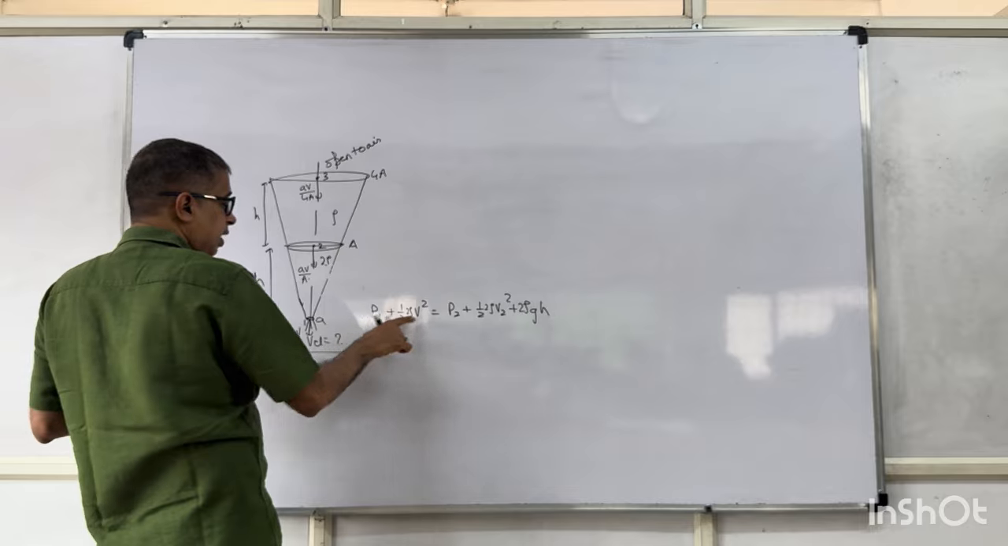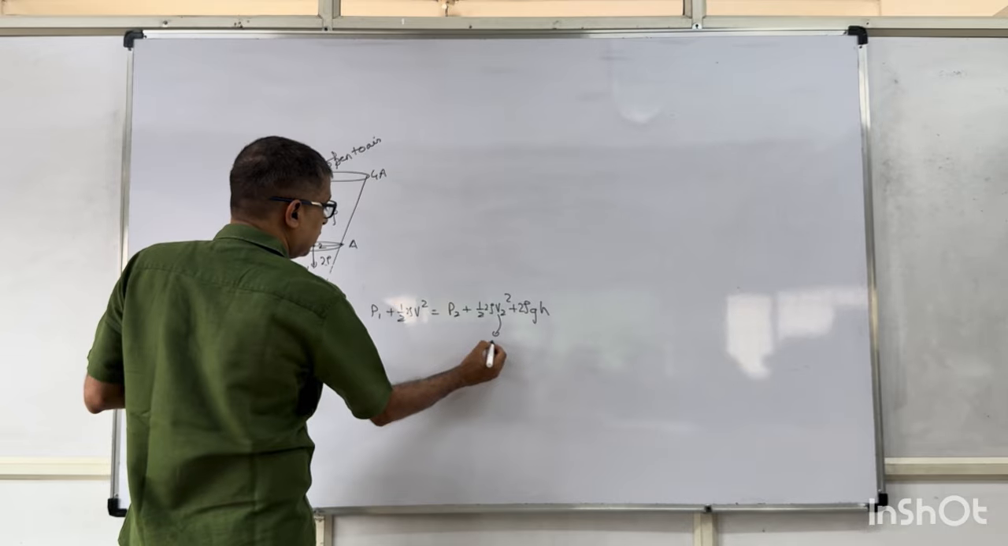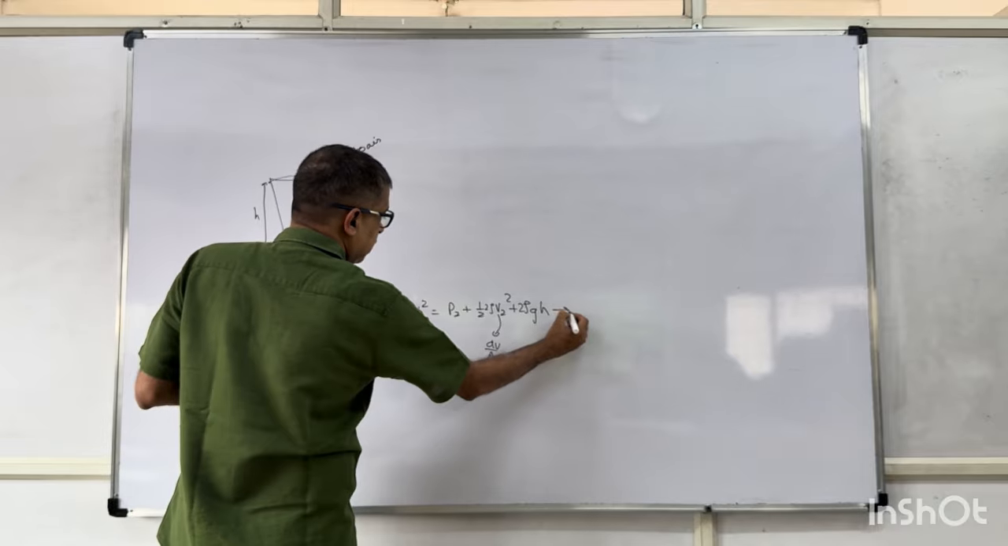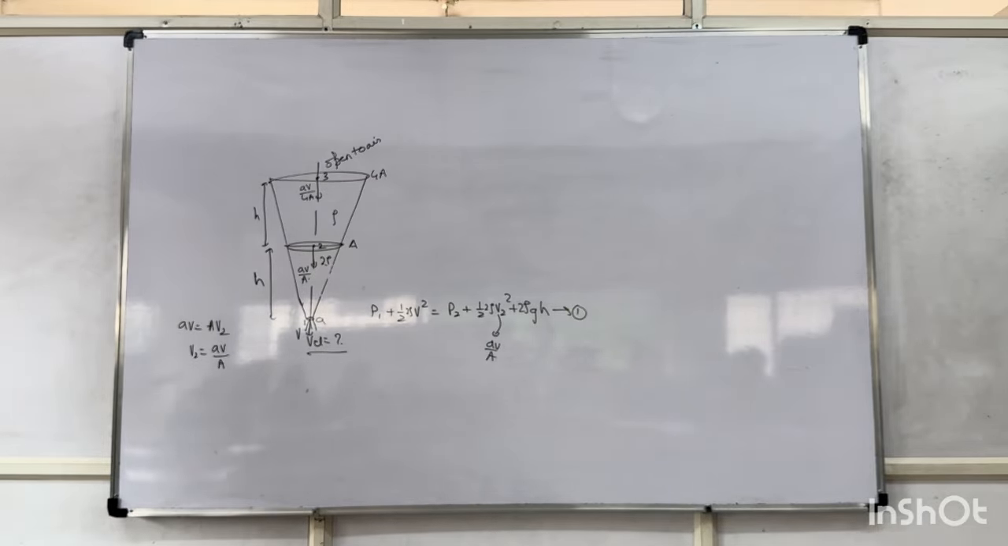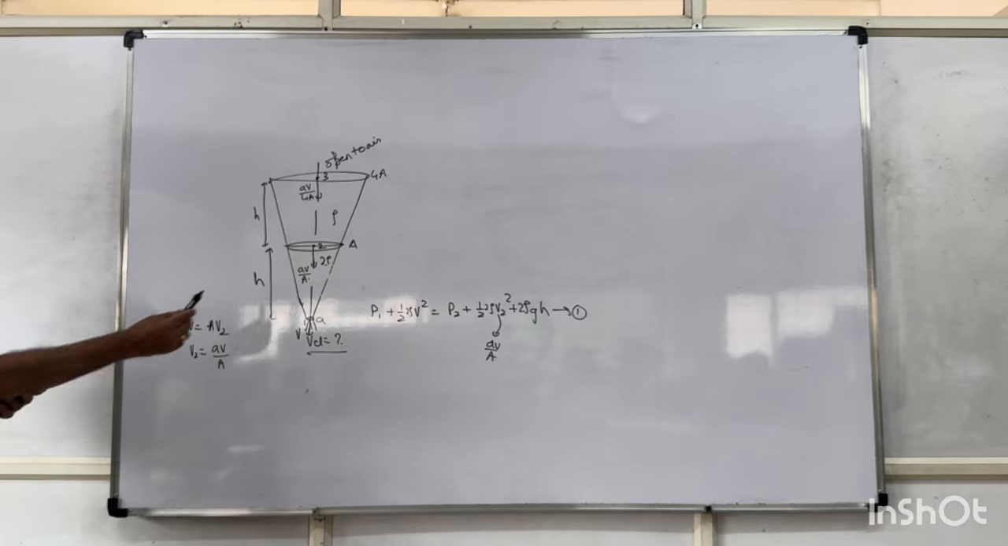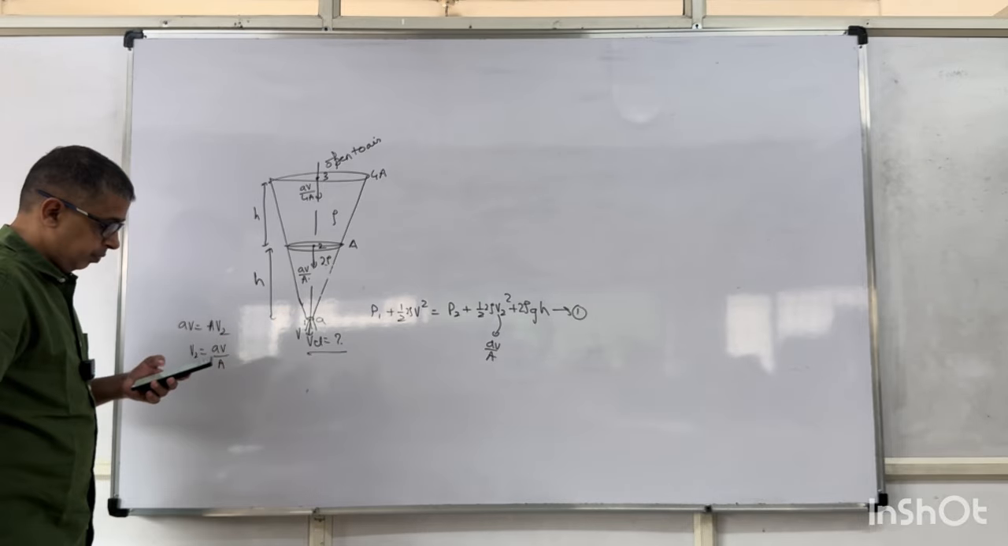Pressure at 1 plus half rho V square. V2 will be how much? AV by capital A. This is my first equation. See if all of you are convinced. So, P1 plus half rho V square, I don't think this is 1. This is 2 rho. So velocity coming out will be for 2 rho.